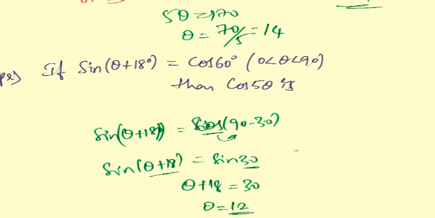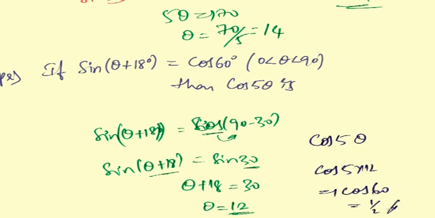So what is the thing which has been asked? Cos 5 theta, that is nothing but cos 5 into 12, friends, so it will become cos 60. What is the value of cos 60, friends? It is nothing but 1 by 2. This is how we need to answer the question.